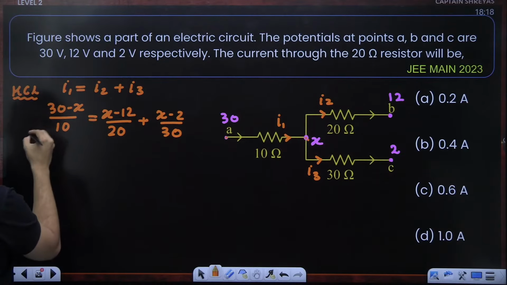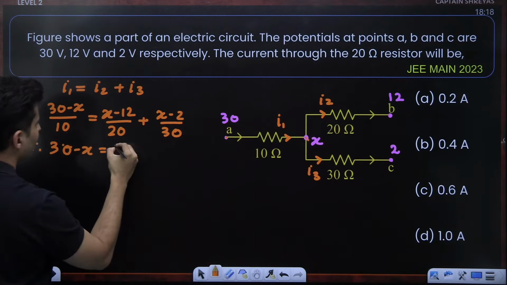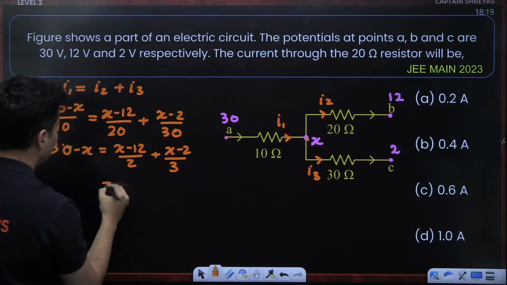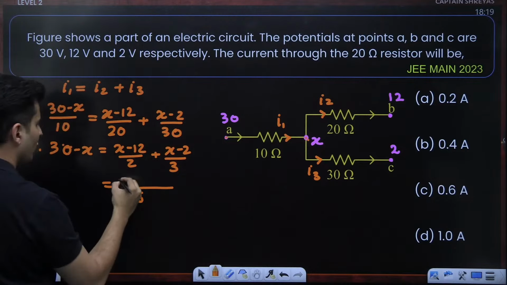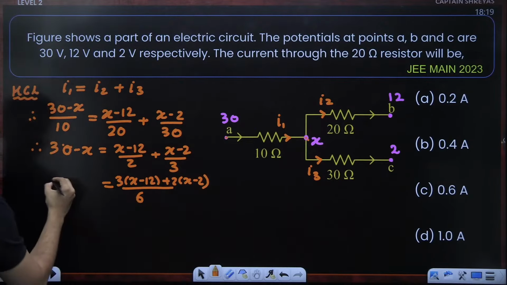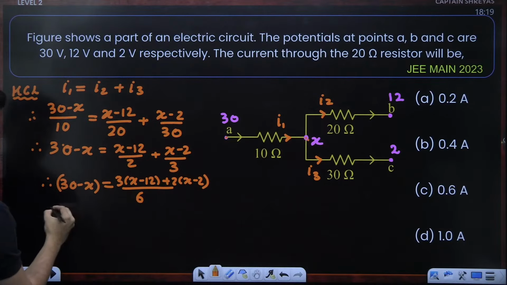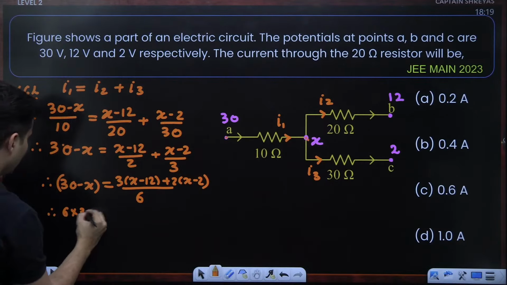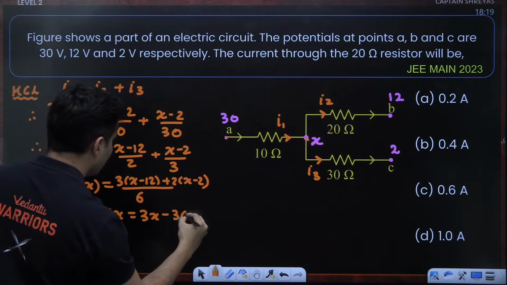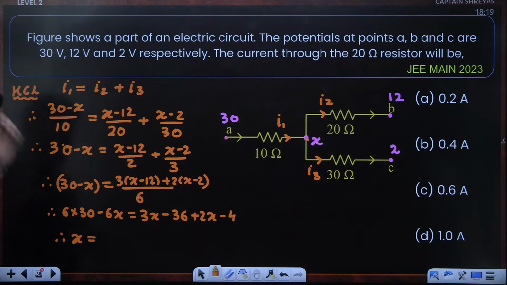Okay, so therefore I'll get (30 minus X) is equal to (X minus 12) by 2 plus (X minus 2) by 3. You can also take LCM if you want, which is basically 6. So it will be 3 times (X minus 12) plus 2 times (X minus 2). This 6 can be further multiplied over here with 30 minus X. So 6 into 30 minus 6X is equal to 3X minus 36 plus 2X minus 4. Solve this and tell me what is the value of X that you are getting.